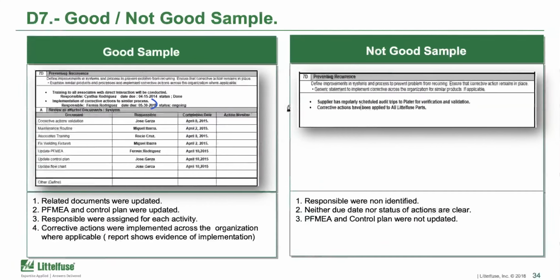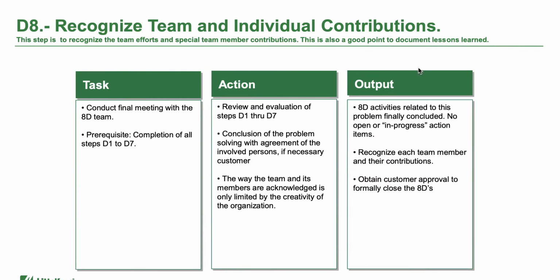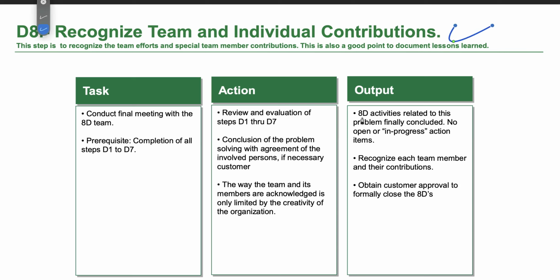And last step, step 8. Final meeting. I recommend it where necessary. Avoid any meeting if it is not really required, and you should ask for customer approval formally to close the 8D report on the portal. Some customers have their own systems to manage customer claims, and your performance on that portal directly affects your supplier performance index.